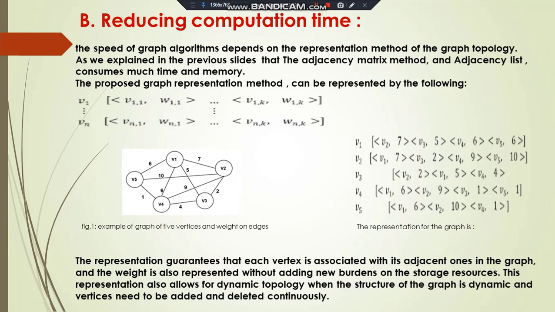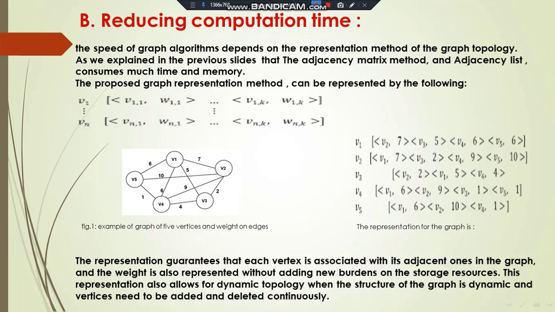Reducing computation time. The speed of the graph algorithms depends on the representation method of the graph topology. As we explained in the previous slides, the adjacency matrix method and adjacency list consume much time and memory. The proposed graph representation method can be represented by the following. In figure 1, there is an example of a graph of 5 vertices and weight on edge. The representation for the graph can be represented by the following.